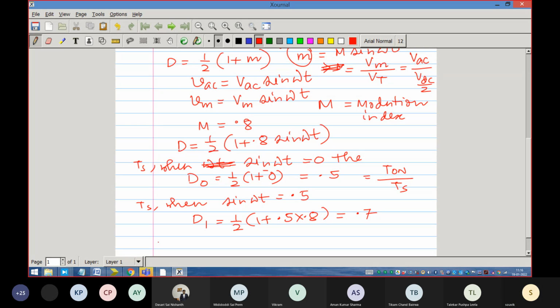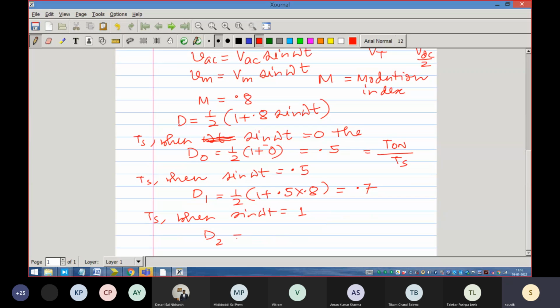What will be the peak duty ratio? At some other Ts period, when sine omega t is equal to 1, then D2 will be half of 1 plus 0.8, so 0.9. Similarly, you get the lowest duty ratio when sine omega t is equal to -1. Then D3 is half of 1 minus 0.8 into 1, that is equal to 0.1. This is the duty ratio you will get when you will be generating a negative voltage. Effectively, at the motor terminal, you will be generating a negative voltage.